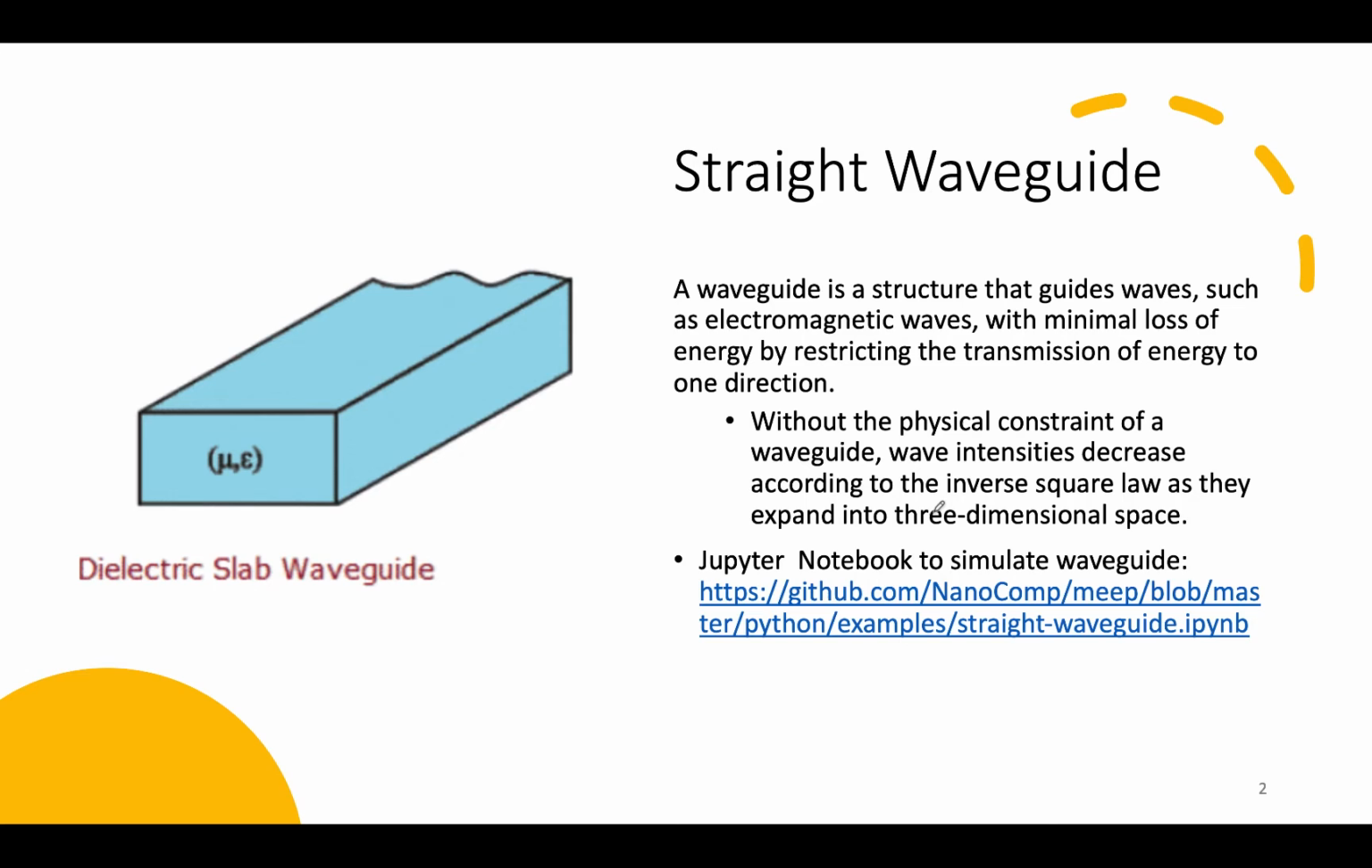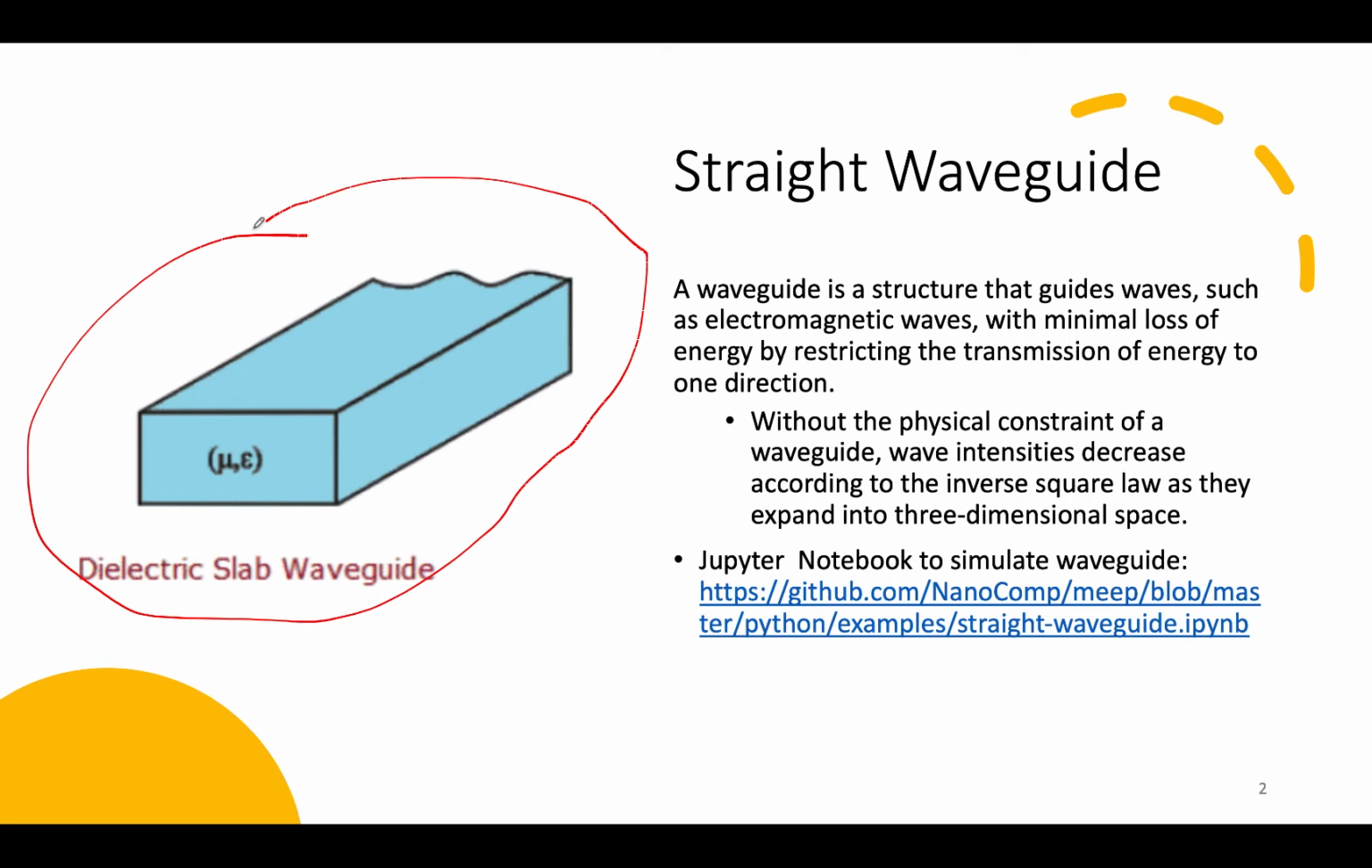Well, a waveguide is a structure that guides waves, for instance, electromagnetic waves, with the goal of having minimal loss of energy. And the waveguide achieves this goal by restricting the transmission of energy to one direction. So in these slides, for instance, we have an example of a waveguide that is our material characterized by permeability and the electric constants mu and epsilon. And the waveguide is restricting the transmission of a wave along this direction.